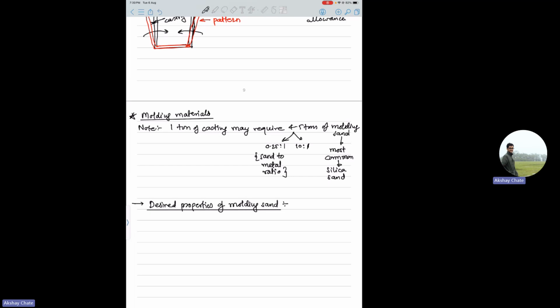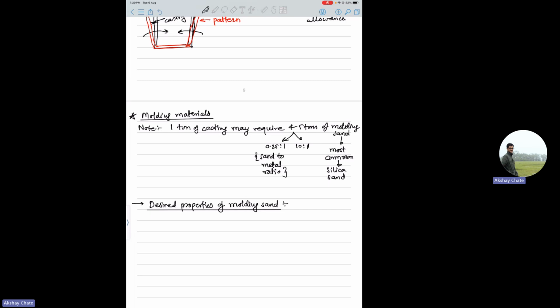Permeability: since these molds are porous structures, they will have permeability. Permeability is the ability to resist the flow of fluid through the porous medium. Then you have collapsibility, cohesiveness, flowability, adhesiveness, reusability, etc. Those things are already discussed.